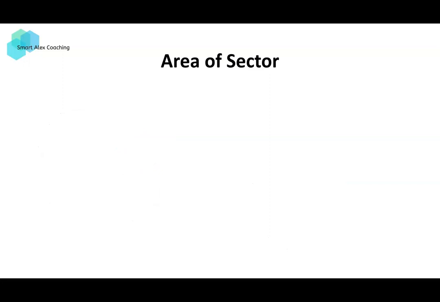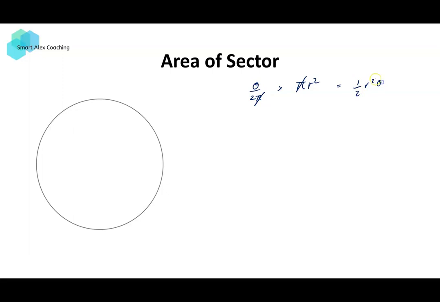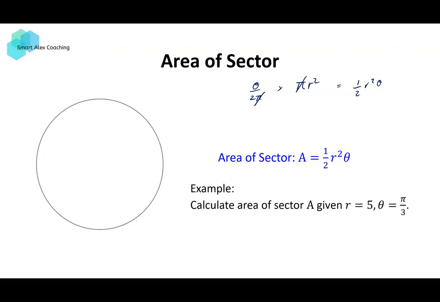Let's look at how to find the area of a sector of a circle. When we're looking for area of the sector, what we're looking for is a fraction of the whole circle itself. The area of the whole circle is pi r squared. The fraction of the circle is given by theta over 2 pi. I multiply these two terms together, cancelling out the pi. This reduces to a half r squared theta. So this is the formula for area of a sector. A is equal to half r squared theta.